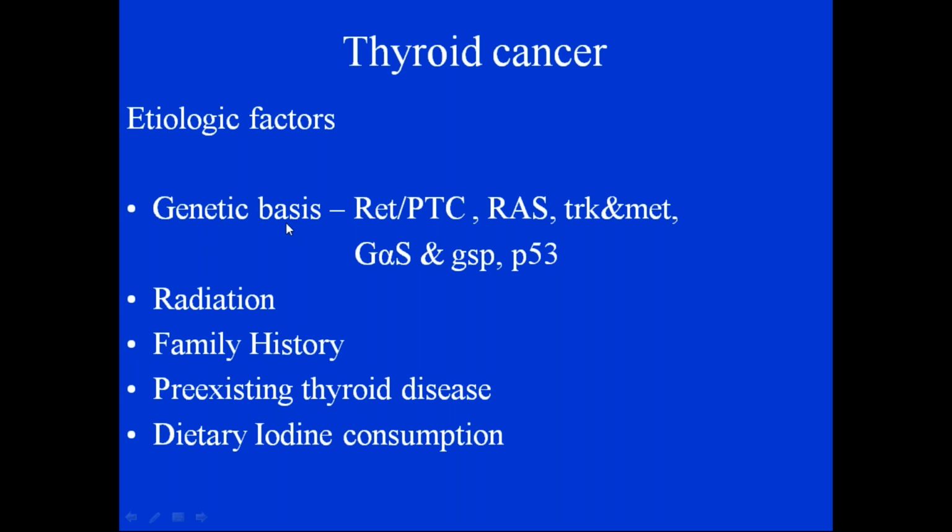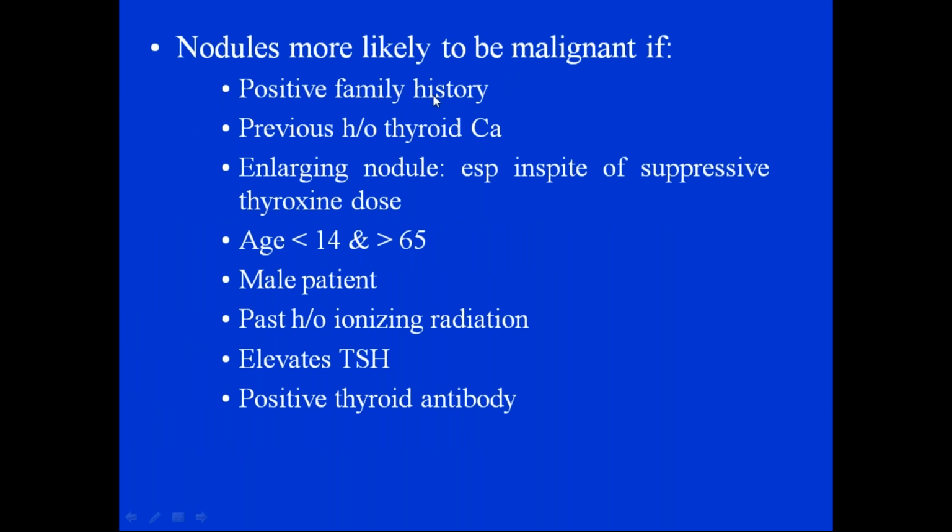What are the etiologies? Genetic basis like the RET proto-oncogene or some mutations of these enzymes will cause thyroid cancer, as will radiation, family history, and pre-existing thyroid disease. All these are the etiologic factors for thyroid cancer. Nodules are more likely to be malignant if the patient has a positive family history, previous history of thyroid carcinoma, or the nodule is enlarging. In spite of giving treatment, an enlarging nodule can turn into malignant.